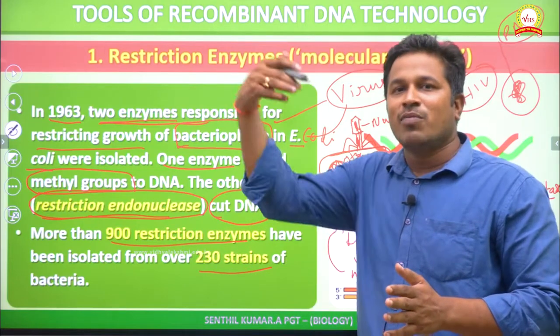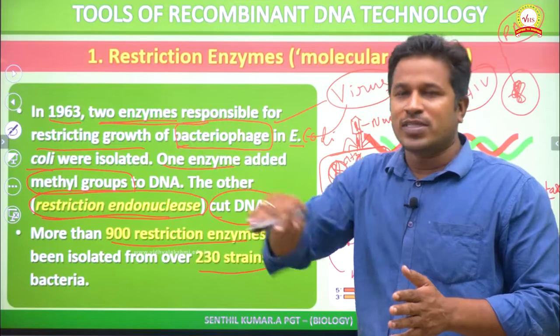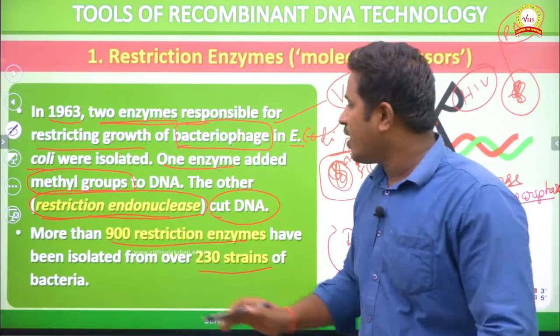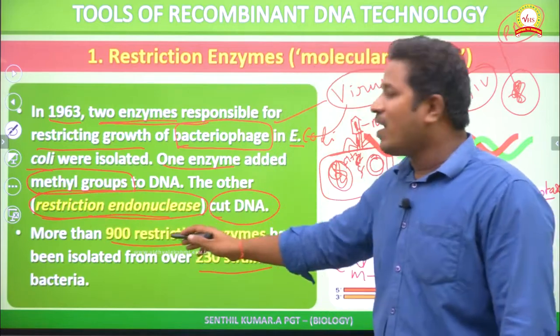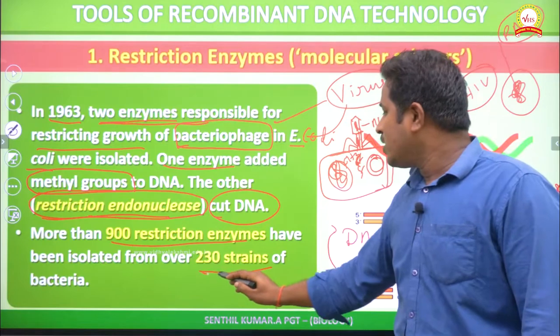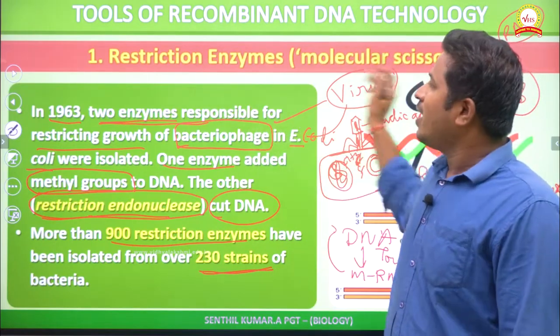Who is the foreign DNA? The viral DNA. It acts on it and cuts it into small fragments, so it cannot cause any disease to its own cell. Own cell means the bacterial cell. In the same way we have isolated more than 900 restriction enzymes from 230 strains. This is how the restriction enzymes were isolated.